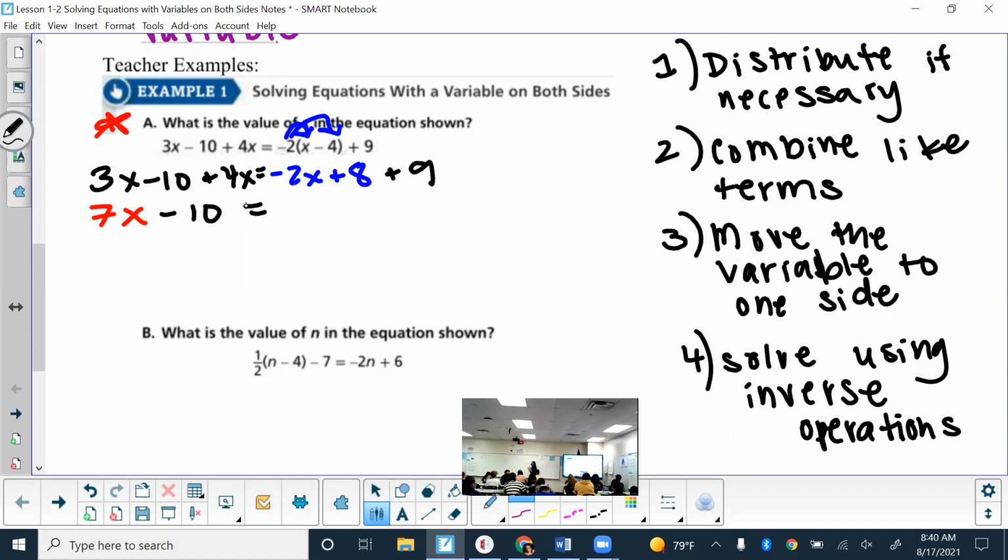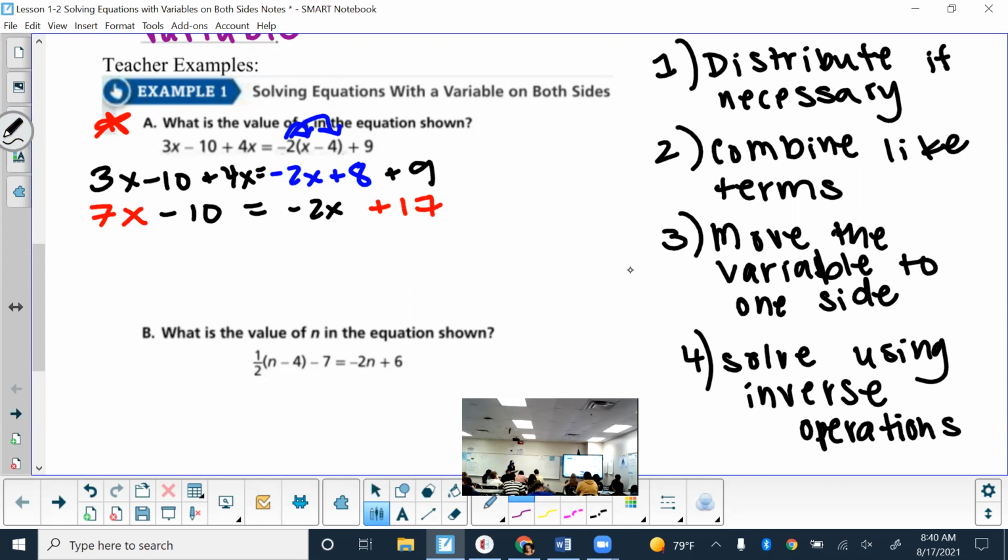Now check the other side of the equal sign. Are there any like terms there? So what do I combine? And they combine to give me positive or negative. So make sure it says +17. And then we're going to bring down that -2x. All right, now we're done with step 2.